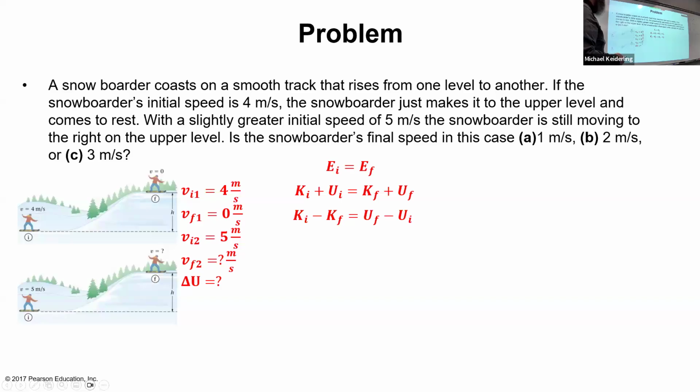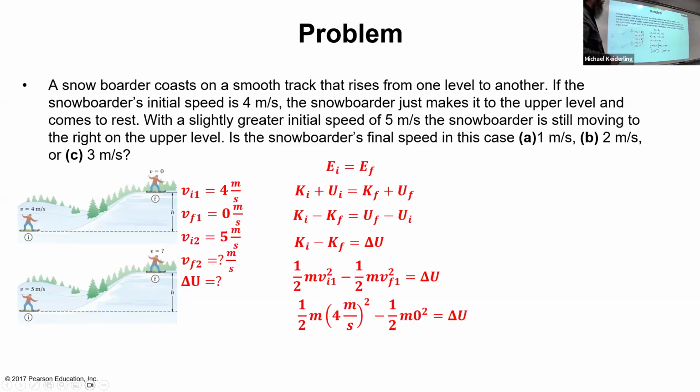So K initial minus K final equals U final minus U initial. So K initial minus K final equals delta U. So 1/2 m V initial 1 squared minus 1/2 m V final 1 squared equals delta U. And that's 1/2 mass times 4 meters per second squared minus 0. That's delta U. So delta U is 1/2 mass times 4 meters per second squared.